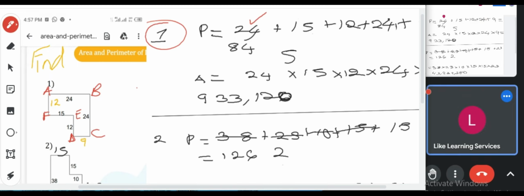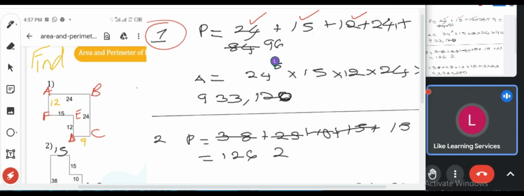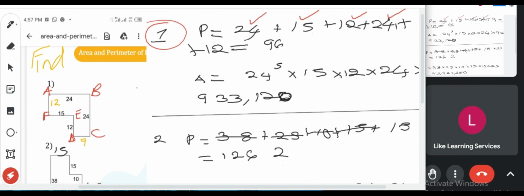This 24 is there. That's this one. This 15 is there. This 15 is there. That's this one. This 12 is there. See, that's why you should be careful. That's this one. This 24 is there. This 24 is there. That's this one. This 12 is here. That's this. Okay, you've added the 12.